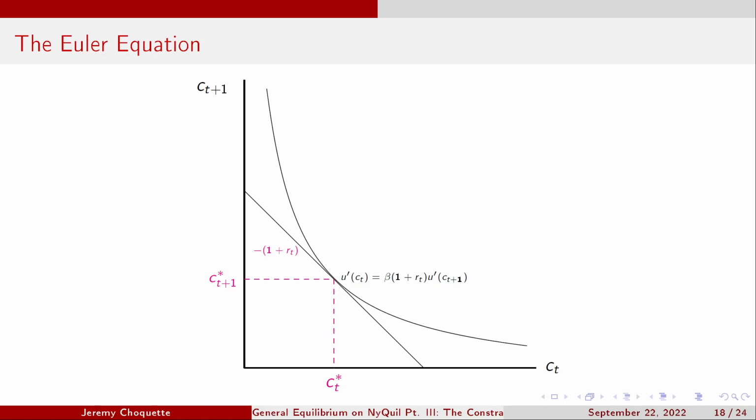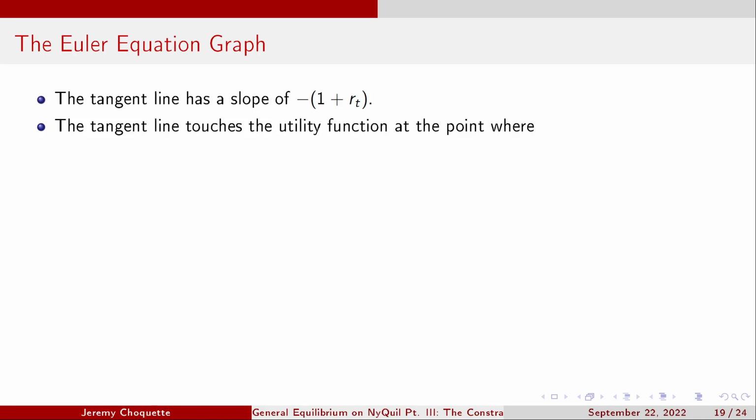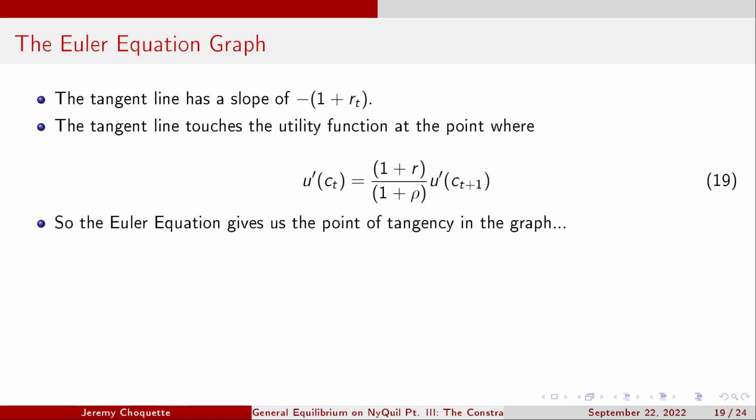So it's telling me what my optimal consumption path is, what my optimal consumption is for today and my optimal consumption for tomorrow. And because it's the optimal consumption today and the optimal consumption tomorrow, I'm getting an optimal consumption path over the lifetime of my utility function. So the tangent line, which is the budget constraint, has a slope of -(1 plus the interest rate). And it touches that utility function at a point where the Euler equation holds. So it's giving me that point of tangency where C t star and C t plus 1 star are points that satisfy the Euler equation.